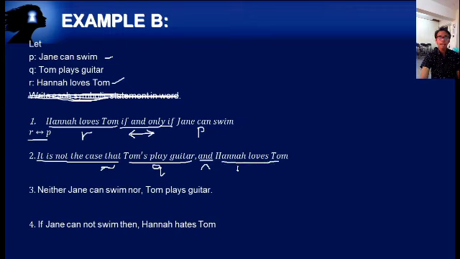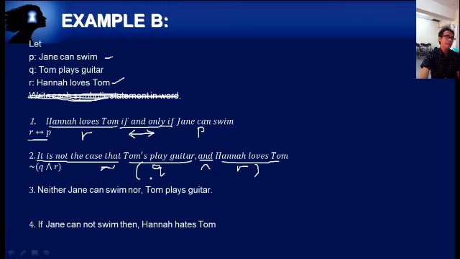So, in short, since the negation is not attached only to Q, because it is not the case applies to the whole statement, we use the parentheses. It is not the case that Tom plays guitar, that is statement Q, and then Hannah loves Tom, that is statement R. Okay, so that is the correct symbol for number 2.